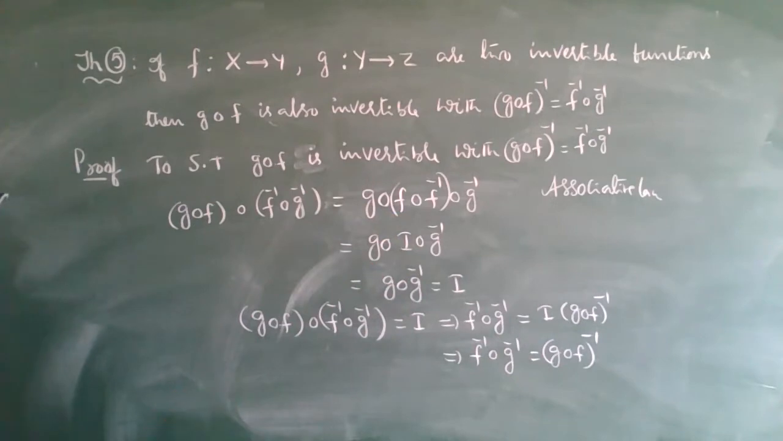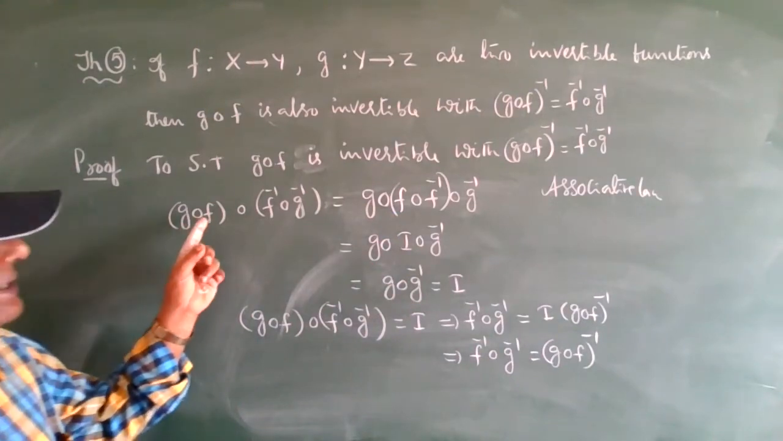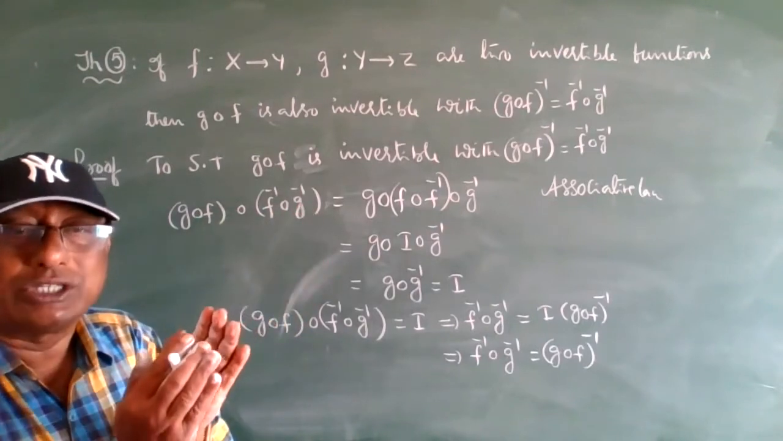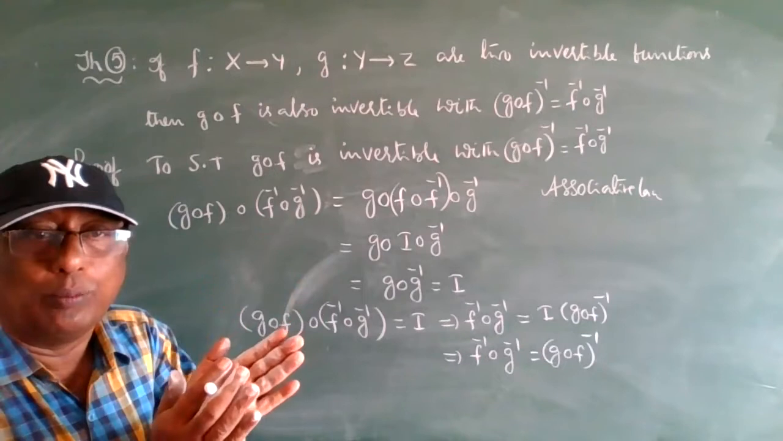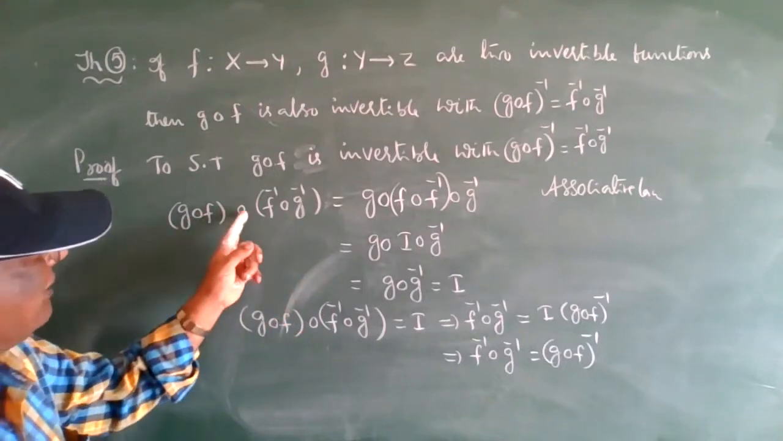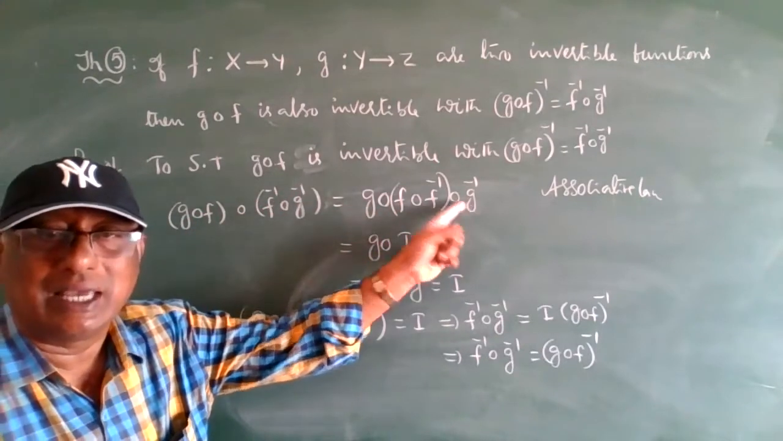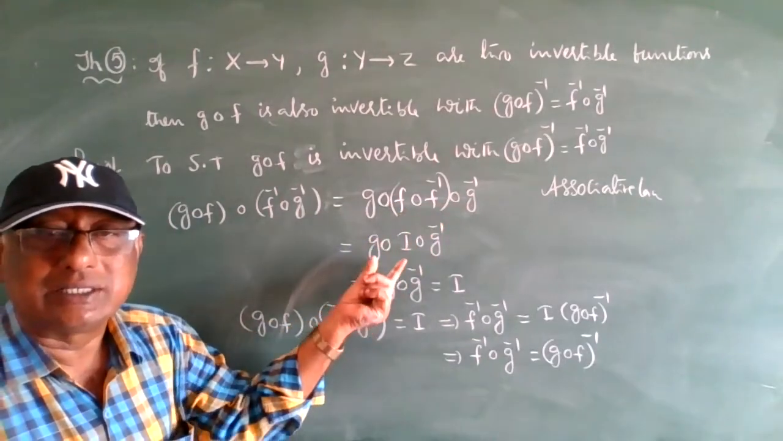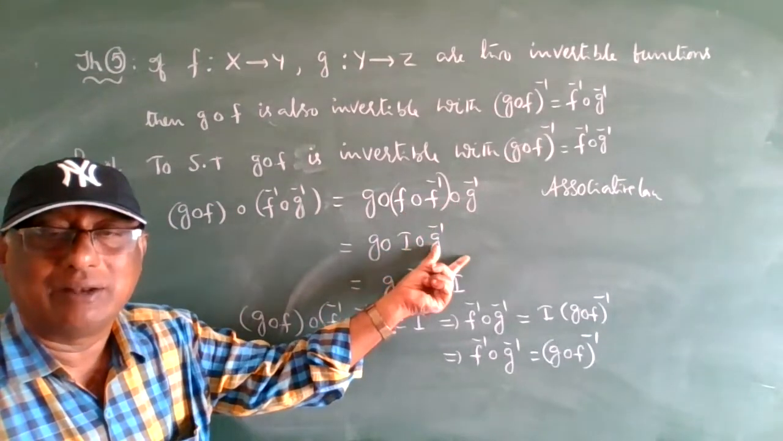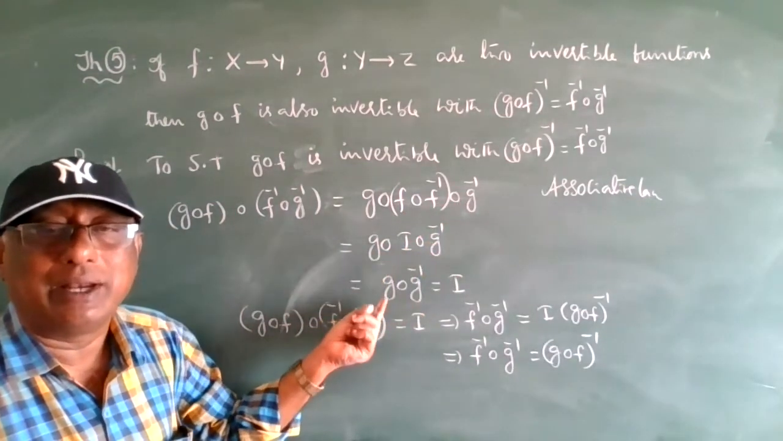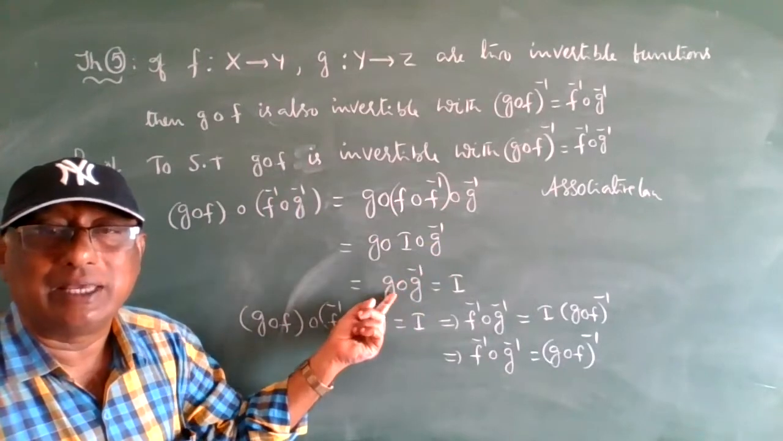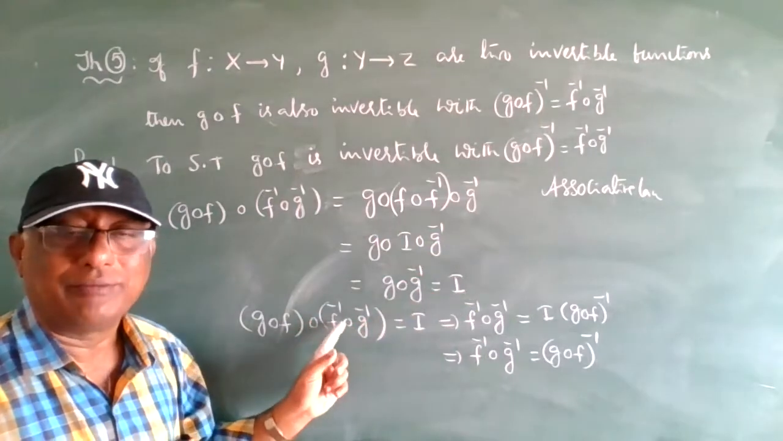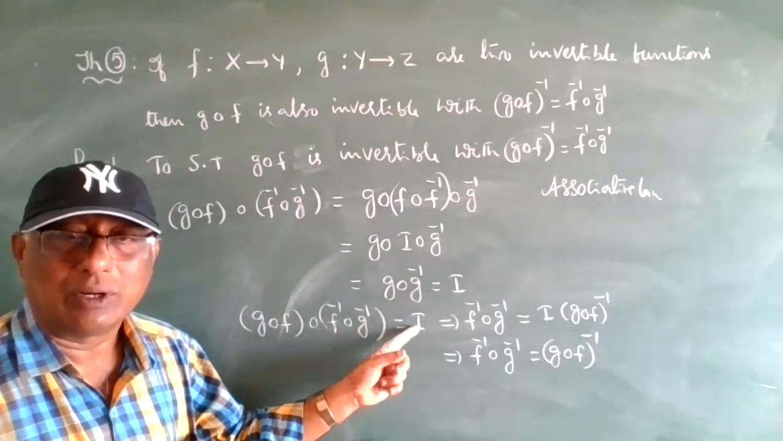Once again I will write. Everyone see: G circle F circle F inverse circle G inverse, by the associative law, any two group elements. So G circle F inverse circle G inverse, by the inverse property, its value is I. G circle I circle G inverse, I gives the same element, G circle G inverse, by the inverse property, it is I. So G circle F inverse circle G inverse is equal to I.